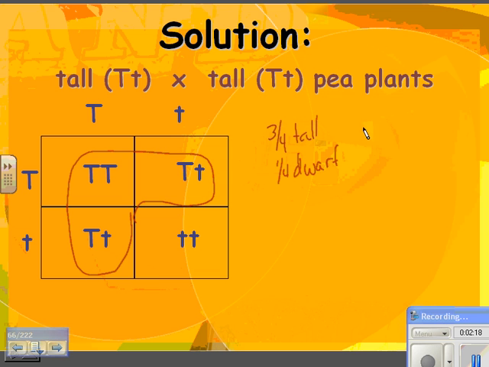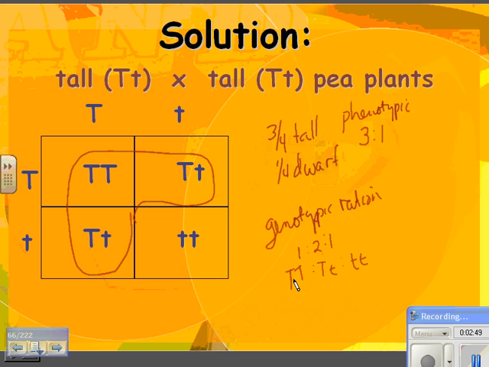And that's a genotypic ratio of 3:1. Sorry, phenotypic ratio. I messed that up. Phenotypic ratio of 3:1. Phenotype is what you look like. Genotypic ratio, those are the genes that you have. That's a 1:2:1 ratio. 1 big T, that's this one, to 2 big T, little t, to 1 little t, little t.